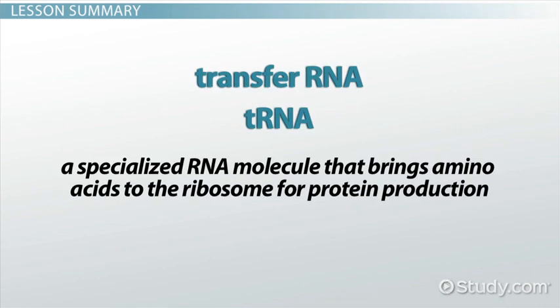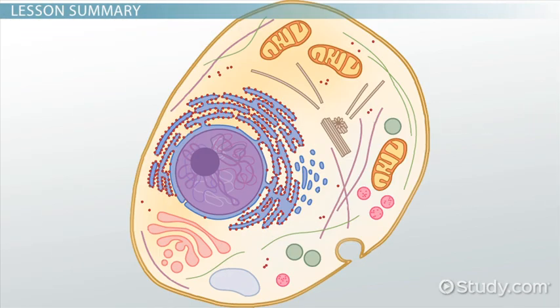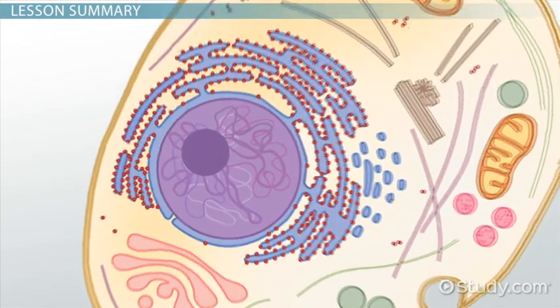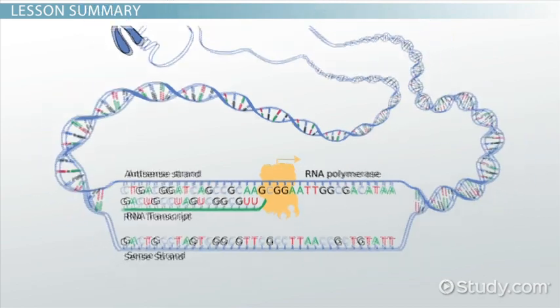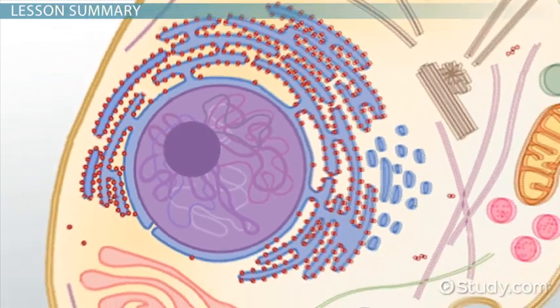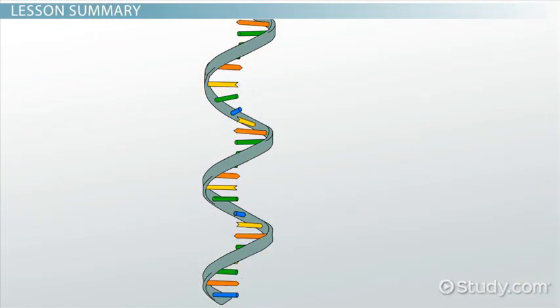Transfer RNA, or tRNA, is a specialized RNA molecule that brings amino acids to the ribosome for protein production. In eukaryotic cells, tRNA is made by a special protein that reads the DNA sequence and makes an RNA copy, or pre-tRNA. Pre-tRNA is processed once it leaves the nucleus.